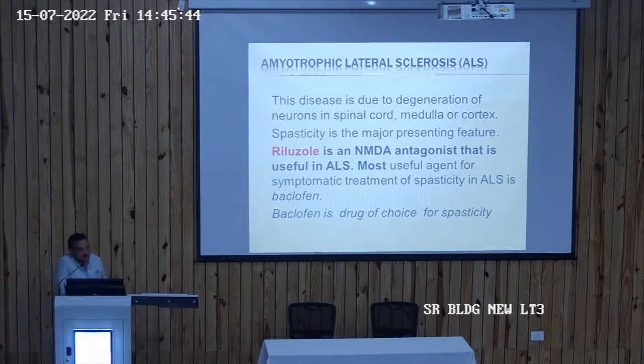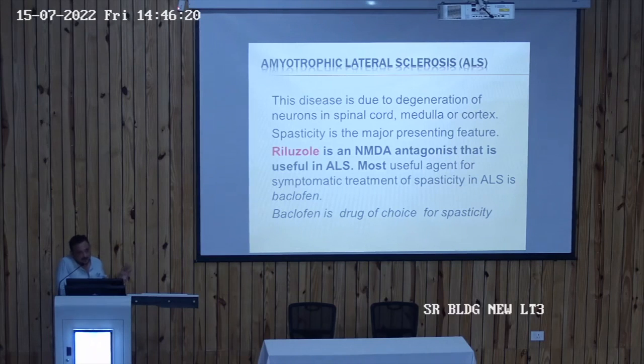Then amyotrophic lateral sclerosis. कोई मूवी देखी है इसके ऊपर? There was a famous physicist, Stephen Hawking. He was having ALS. He's very intelligent. That means brain is not affected, memory is not affected, but every other thing is affected. So you will be bound to a wheelchair, but you have a good memory.